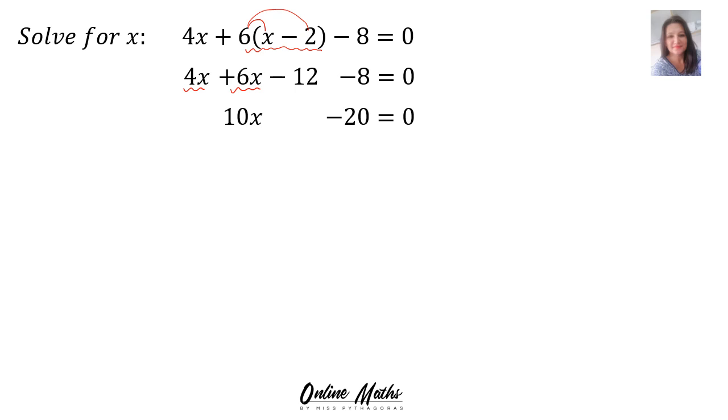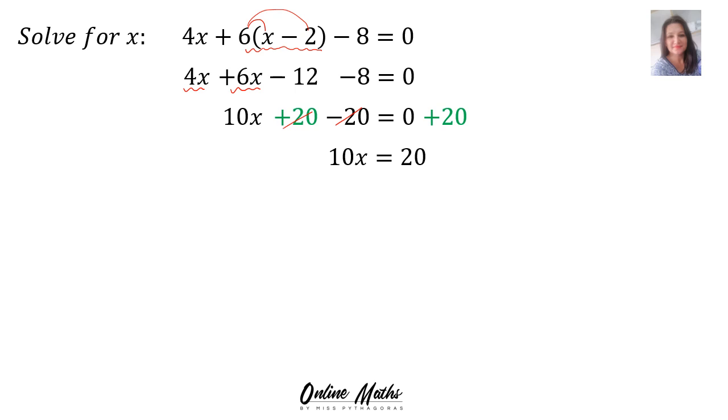I want to solve x, so I want to get rid of the negative 20. Therefore, I will add 20 on the left and add 20 on the right. And then on the left hand side, plus 20 minus 20 is nothing, and I'm left with 10x equals, and on the right hand side 0 plus 20 is 20.